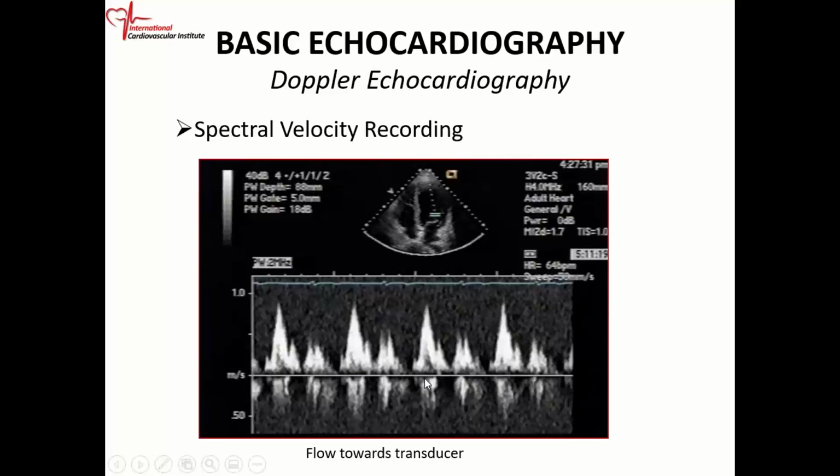So remember, in diastole, when the mitral valve opens, there's a suction of blood initially from the left atrium into the left ventricle, giving rise to what we call an E velocity. And then towards the end of diastole, the atrium contracts and you get an A velocity. So this is your E and A velocity. This is your mitral inflow, because when the mitral valve opens, blood flows from the left atrium across the mitral valve into the left ventricle towards the transducer. Hence, it's above the baseline.